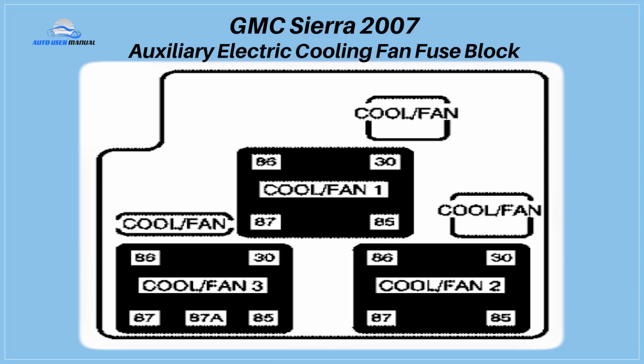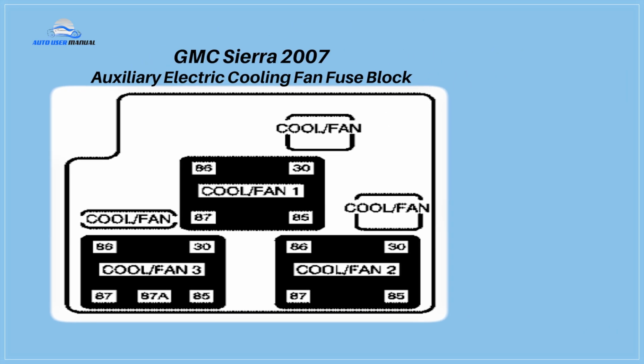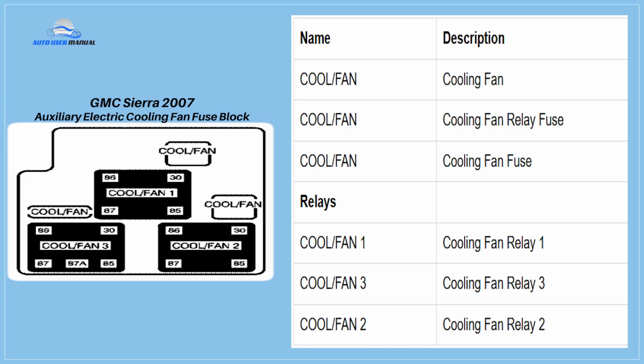The auxiliary electric cooling fan fuse box in the 2007 GMC Sierra controls and protects the additional cooling fan system, helping regulate engine and transmission temperatures while ensuring optimal performance.